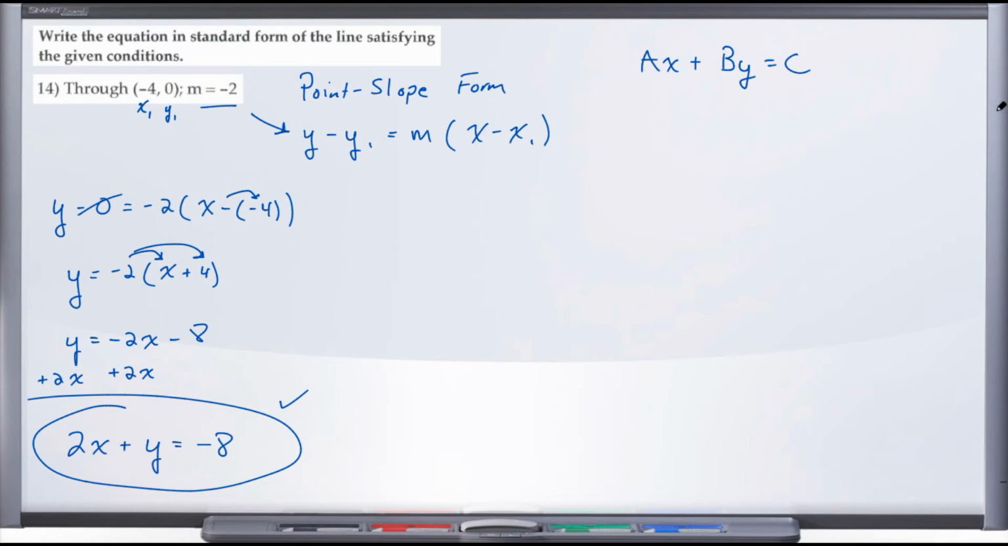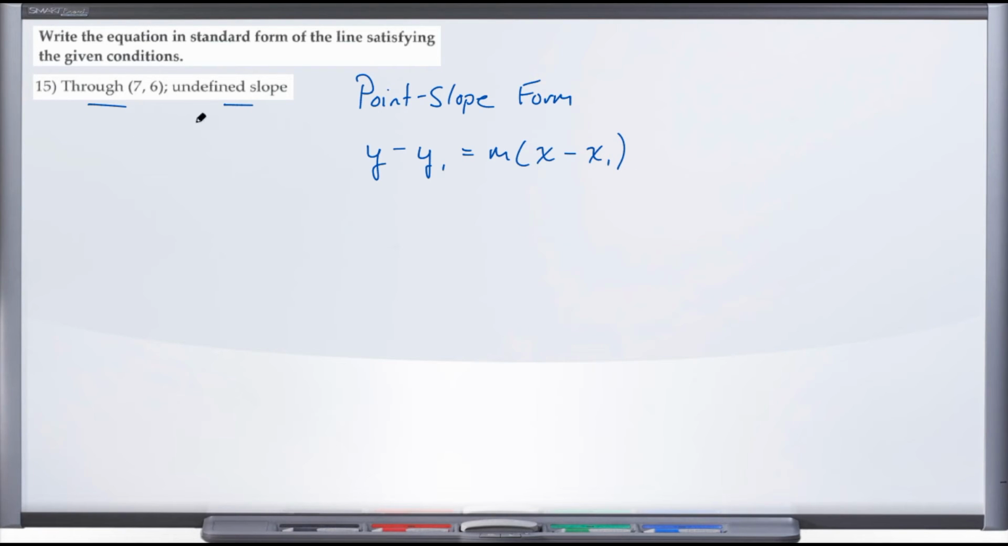Let's go ahead and actually take a look at the next problem, number 15, because it's the exact same directions. Write the equation in standard form of the line satisfying the given conditions. Again, we're given a point, we're given a slope, and so we should be thinking to use the point slope form. All right, and again, I'll go ahead and write it just so we can get used to seeing this. So y minus y1 equals m times the quantity x minus x1.